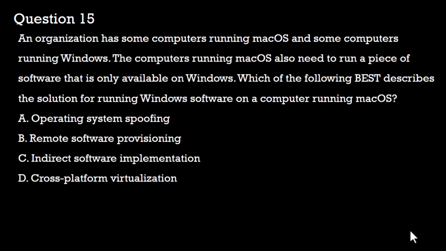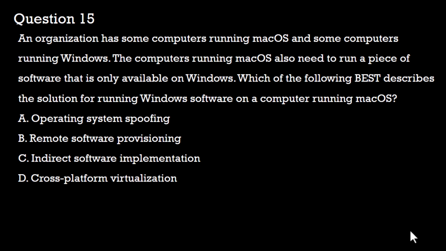Question 15. An organization has some computers running Mac OS and some computers running Windows. The computers running Mac OS also need to run a piece of software that is only available on Windows. Which of the following best describes the solution for running Windows software on a computer running Mac OS? A. Operating system spoofing. B. Remote software provisioning. C. Indirect software implementation. D. Cross-platform virtualization.